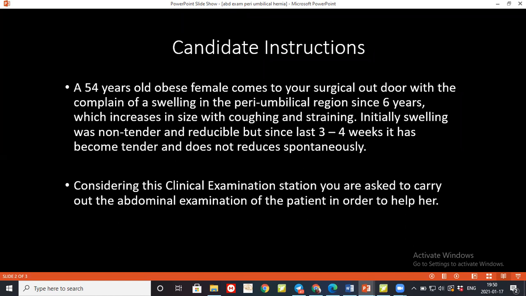So before that, I would like to complete my examination by performing a complete rectal examination and the peritoneal examination, and also to complete the cardiovascular examination, and maybe chest examination if needed. So today I examined a 54-year-old female.